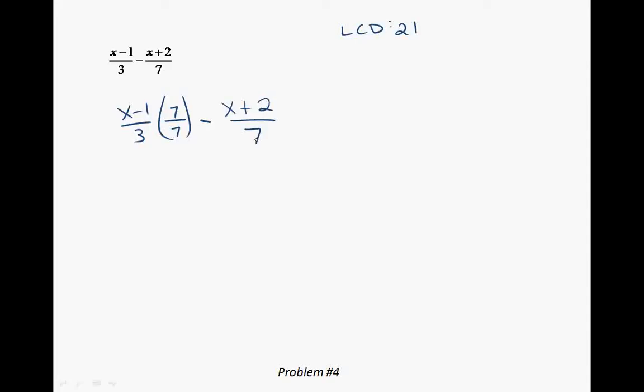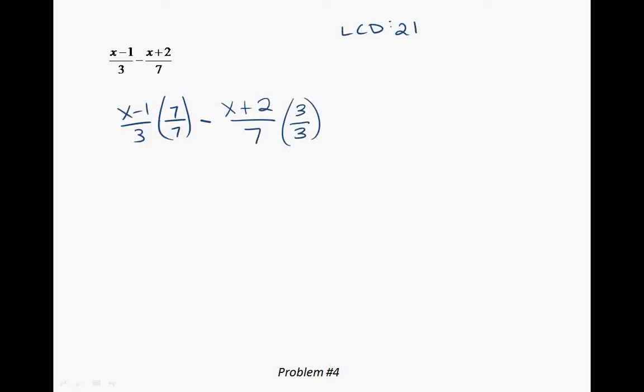All right, our next problem is a subtraction problem. Start off by identifying the least common denominator, and in this case, since our denominators are 3 and 7, I can pretty easily identify the least common denominator as 21. So I'm going to take x minus 1 over 3 and multiply it by 7 over 7. Keep your minus sign. And then I'm going to multiply x plus 2 over 7 by 3 over 3.